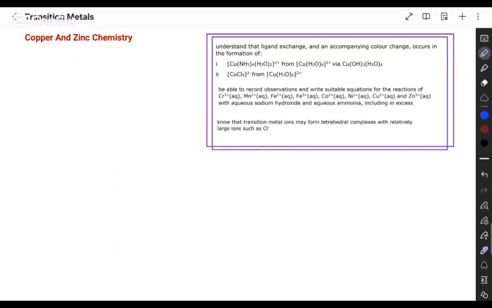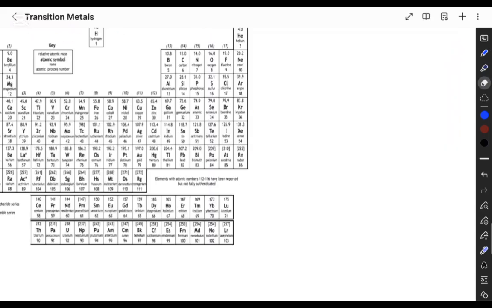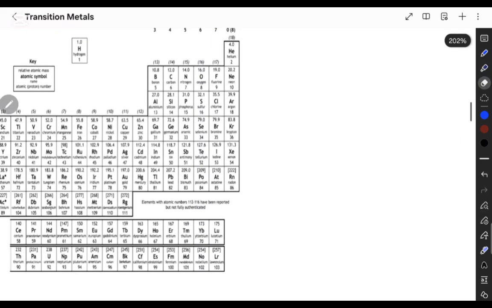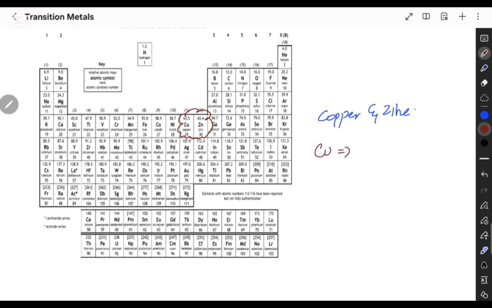So in this revision video, we're going to be looking at copper and zinc chemistry, and these will be our objectives for today. So we're going to be looking at copper and we're going to be looking at zinc. Copper and zinc are found here in the periodic table. They're found in the D block of the periodic table, and their electronic configurations are.